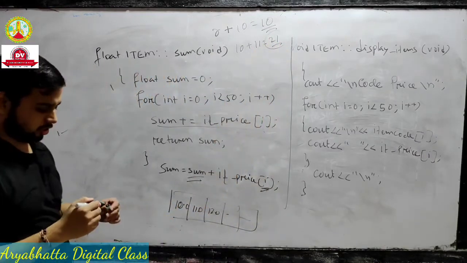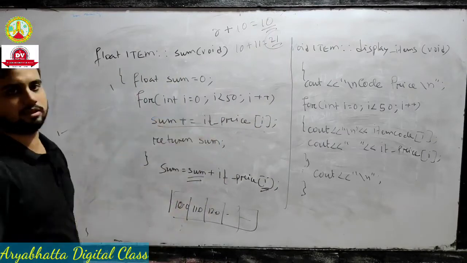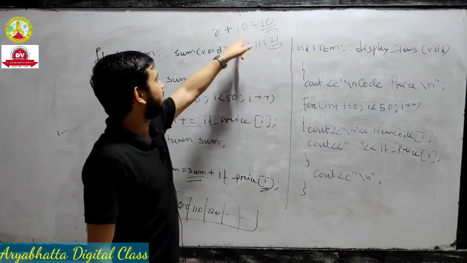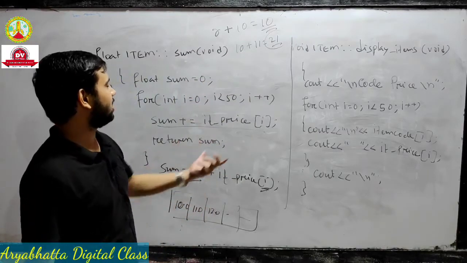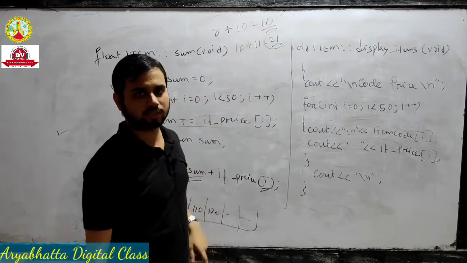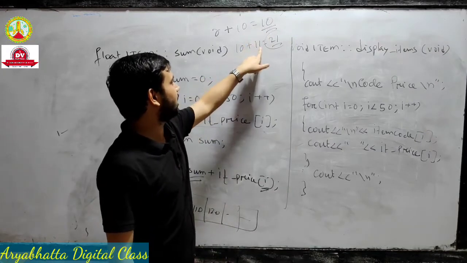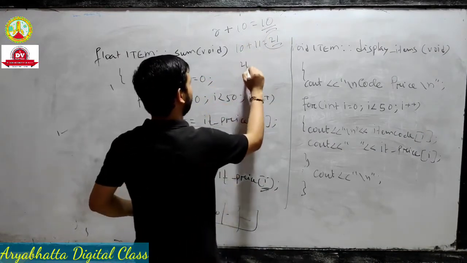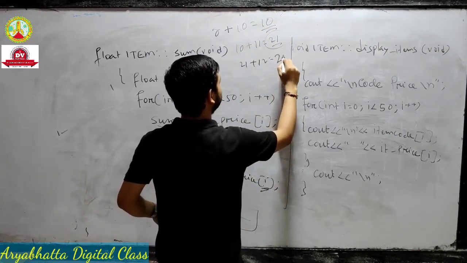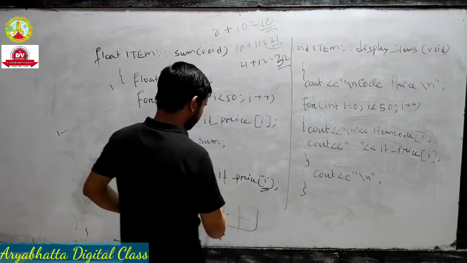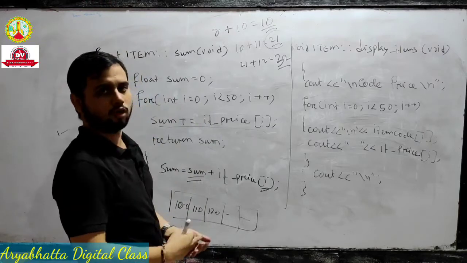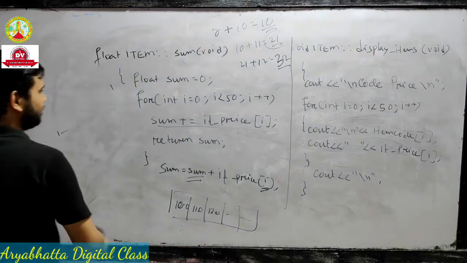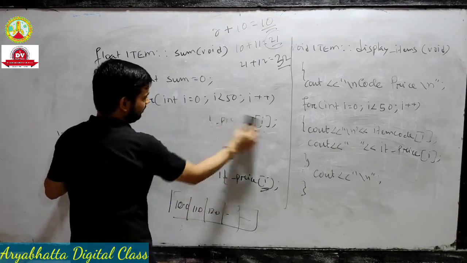First your sum will be 0. After that you add it to the prices, and this sum will change. First your sum is 0, then 0 plus 10, your sum is 10. Now 10 plus 11, sum will be 21. Now 21 plus 12, sum will be 33. Like that you add all the values, then you will get the summation of all the prices. This is a very easy concept. I already told you in first year.